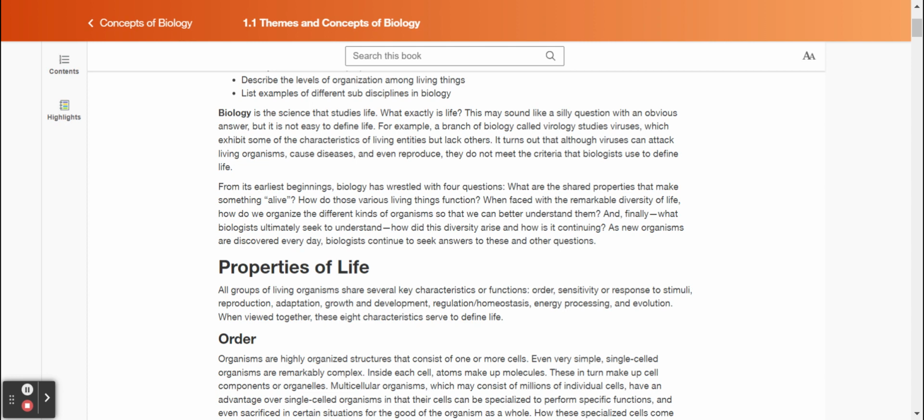From its earliest beginnings, biology has wrestled with four questions. What are the shared properties that make something alive? How do those various living things function? When faced with the remarkable diversity of life, how do we organize the different kinds of organisms so that we can better understand them? And finally, what biologists ultimately seek to understand: how did this diversity arise and how is it continuing? As new organisms are discovered every day, biologists continue to seek answers to these and other questions.